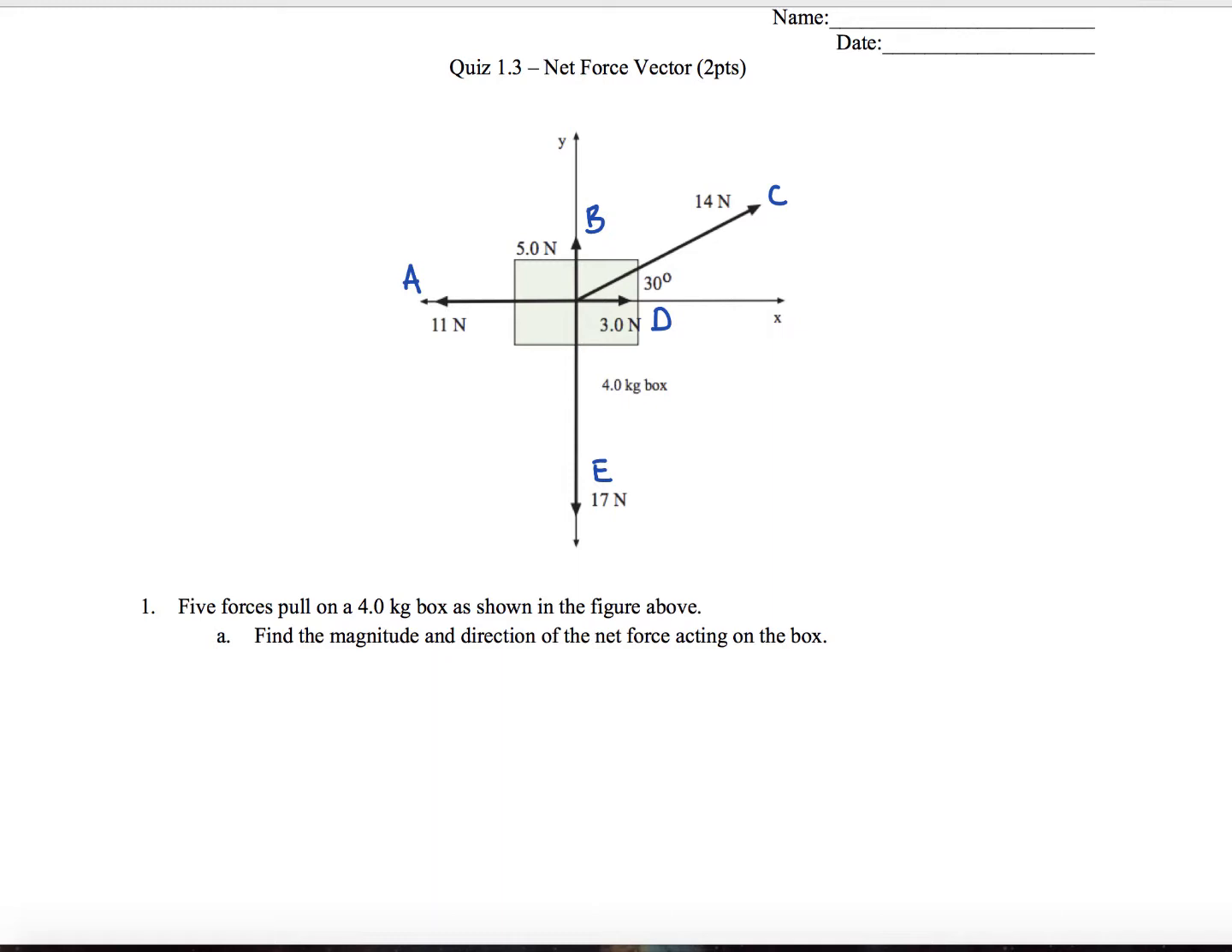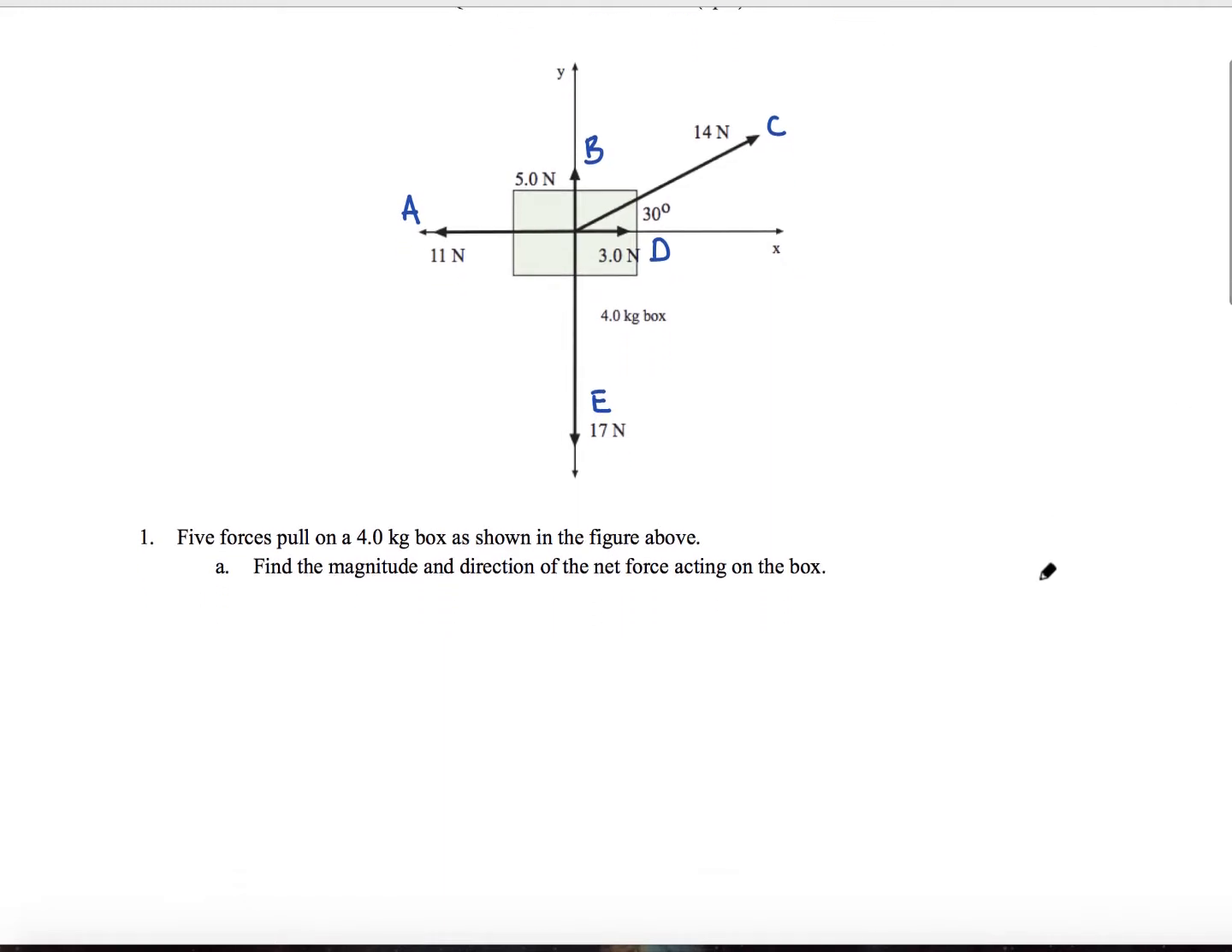When we add vectors, the first thing that we need to do is to find all of the components for the vectors. In this case, A is going strictly to the left. So we can say that AX is negative 11, negative because this is going in the negative direction. And since it is not going up or down, the y component is 0. Then for B, we have purely an upward vector. So BX is 0, and BY is positive 5, since we're going up in the positive y direction.